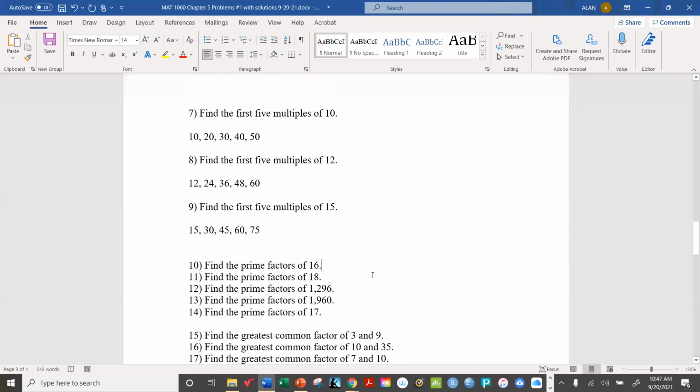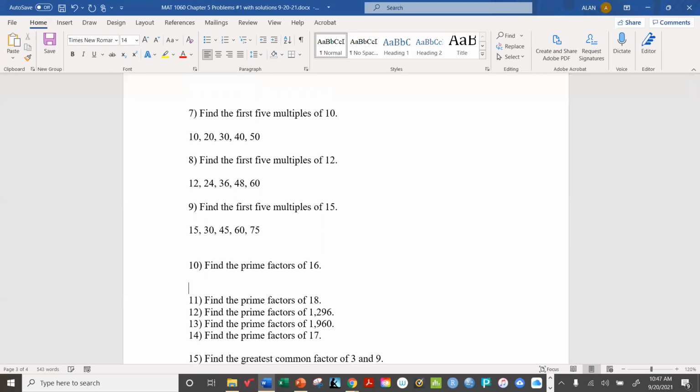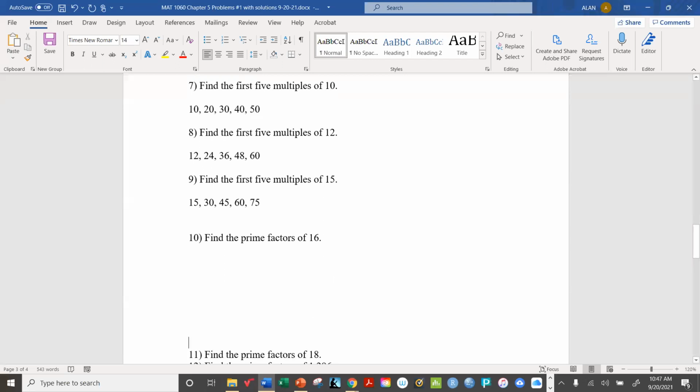Okay, now the prime factors. Now, remember, this is the case where we do not want to include the 1. We do want to include the number itself, just not 1. Remember, we came up with this wonderful graphical technique for doing this, which I think we should continue to use because it's so useful.